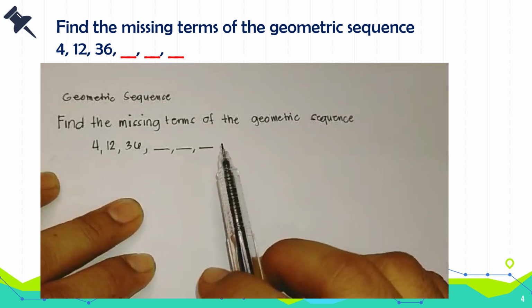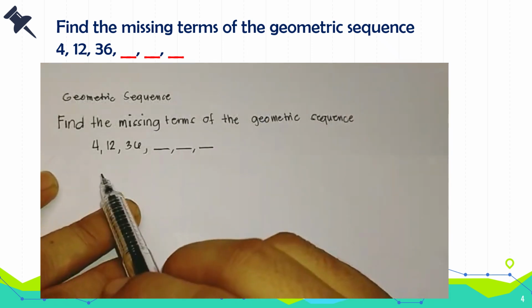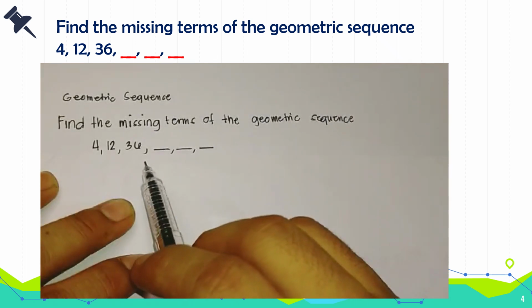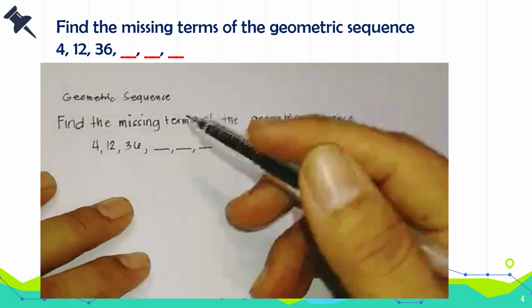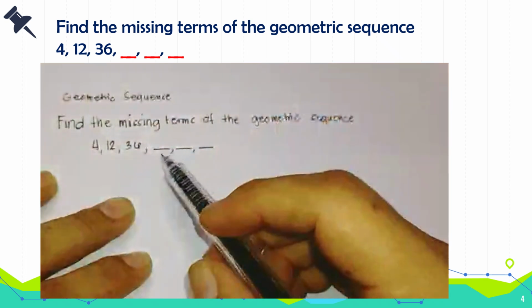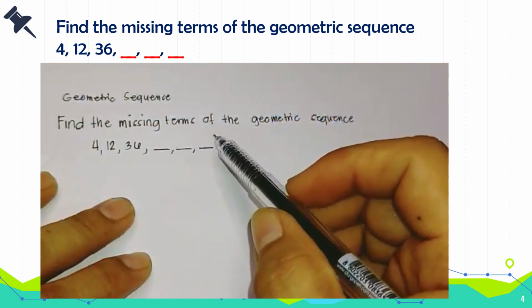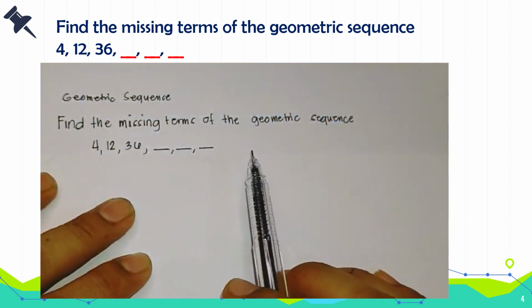Find the missing terms of the geometric sequence 4, 12, 36. In this example, we can just multiply 36 by the common ratio to get the next term. Let's identify first the common ratio.